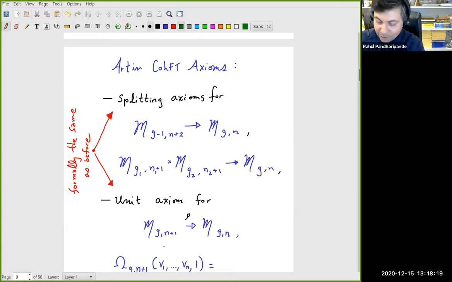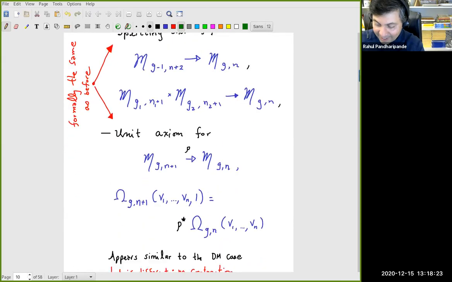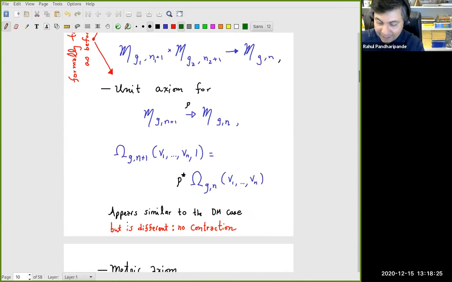The unit axiom looks the same, but it's actually a little different. It's a little delicate because it appears the same as in the DM case, since all the symbols look the same, but there's no contraction. In the Artin stack, when you forget a point, you just take away the point. You don't change the curve at all. So it's a little different there.